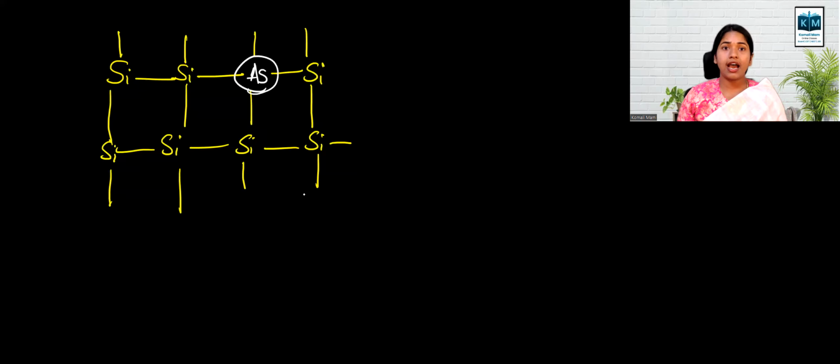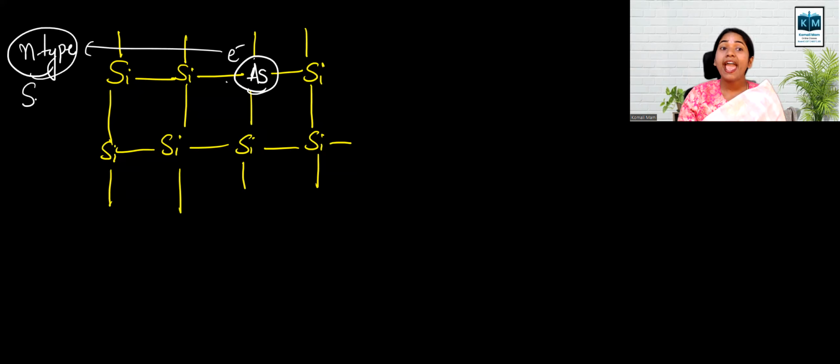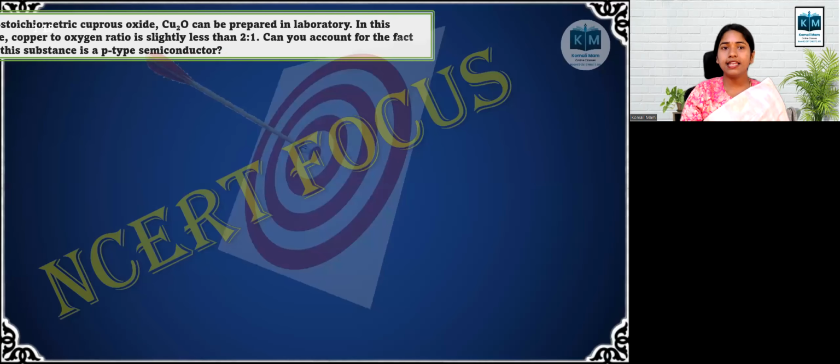Arsenic has 5 electrons in the valency shell. Silicon has how many electrons? Only 4. Arsenic has 5 electrons, but it can form only 4 bonds, so 1 electron will be extra. This electron has negative charge. That's why these are called N-type semiconductors. Is it clear what the meaning of N-type semiconductors is? Now, let us see the next question.